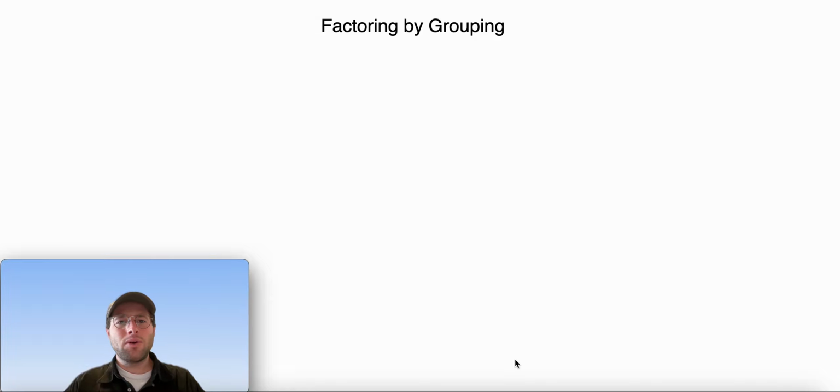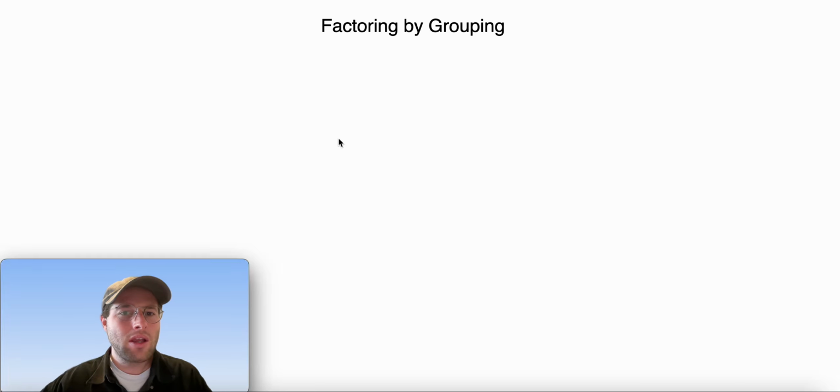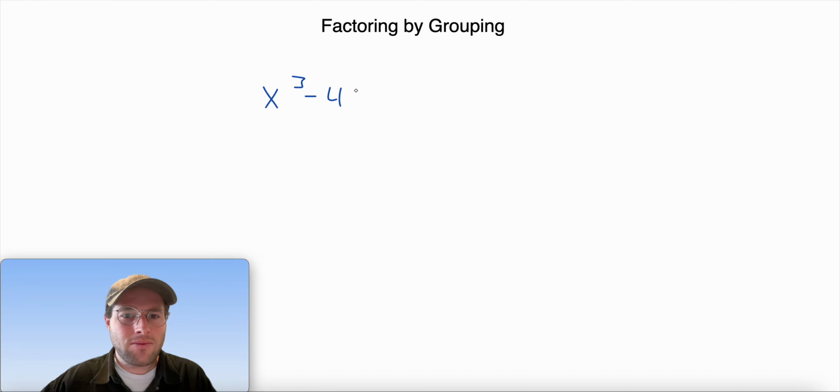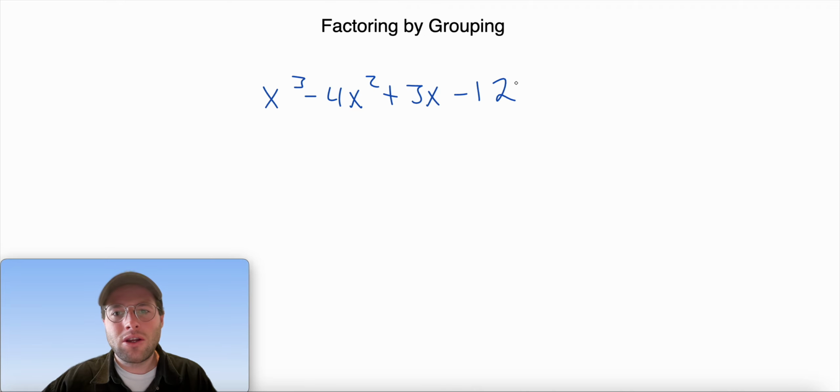In today's video, we're going to be going over factoring by grouping. So let's go ahead and get started here. I have a couple of examples lined up. The first one will be a little simpler, and then we're going to step it up a little bit with the second example. So the first example here, I have x to the third minus 4x squared plus 3x minus 12.